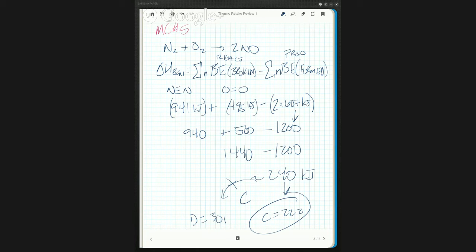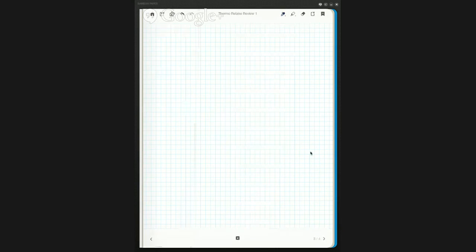So that was that one. The next question that I want to do is the Gibbs free energy, enthalpy, and entropy. How are they all related? And I'm going to continue on my sheet here.